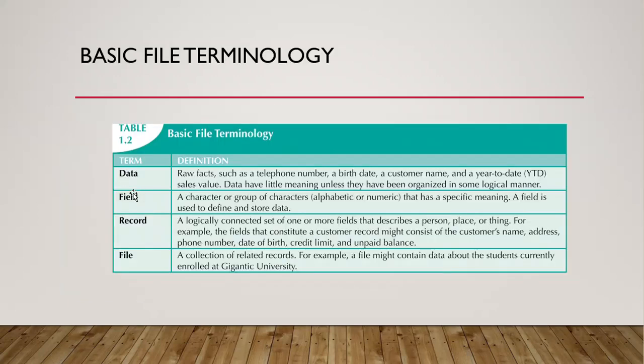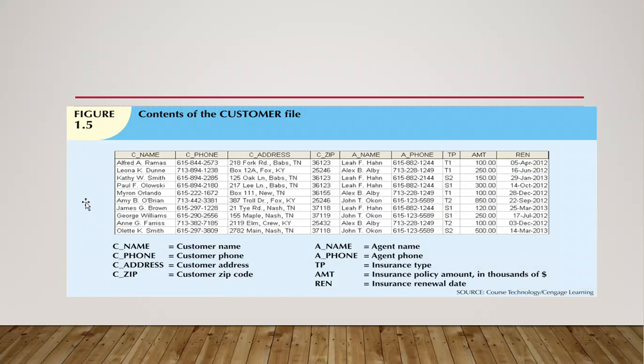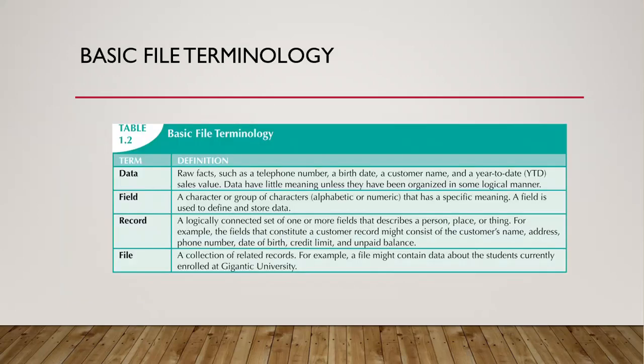Next, field. A field is a character or group of characters, alphabetic or numeric, that has a specific meaning. A field is used to define and store data. Where is the field here? A field is, for example, the C name, the customer name. C name, the name of the column, is a field. C phone, C address is what we call a field.